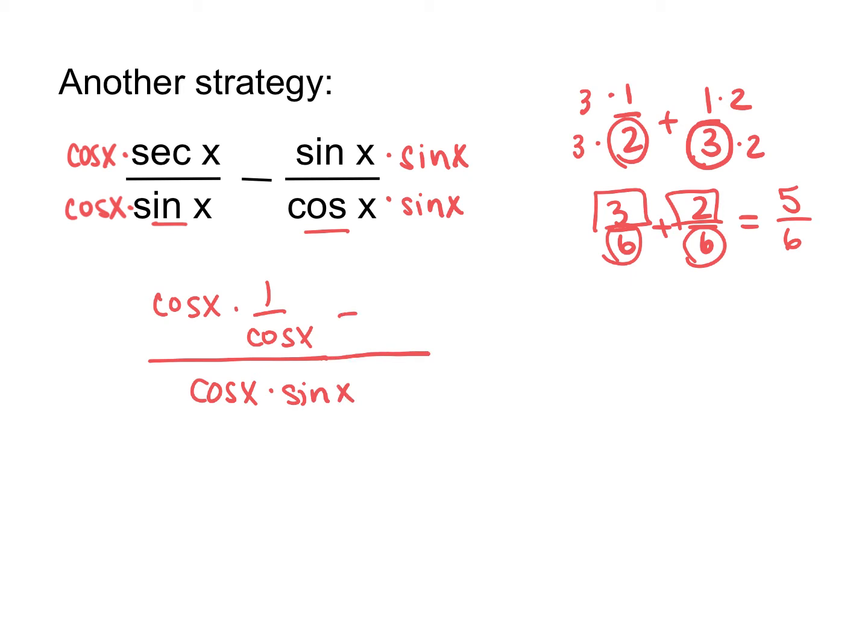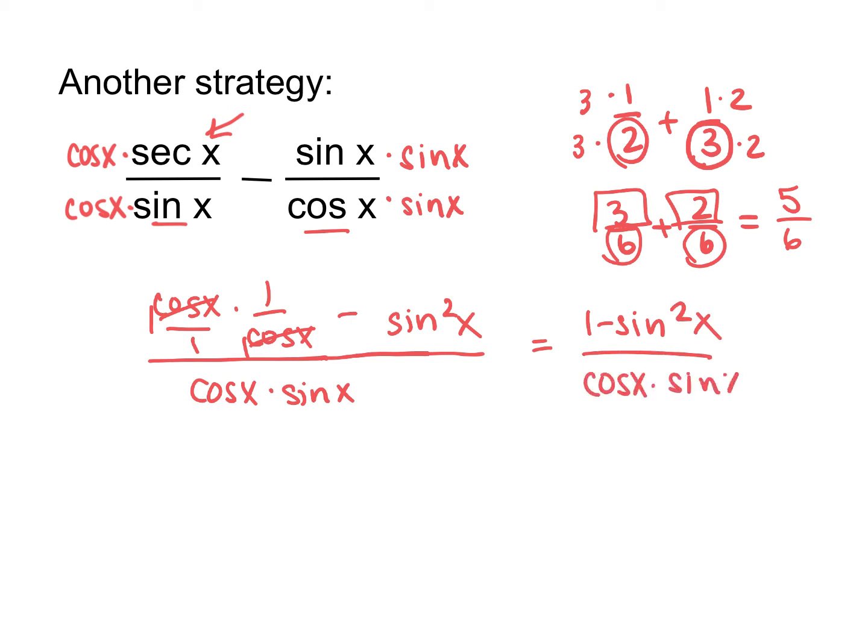And then I'm going to subtract out sine of x times sine of x, which is the sine squared. The reason I wrote this as cosine right here is because now you can see these simplify away and give me just a 1. So what I have on the top is 1 minus sine squared. And what I have on the bottom is the cosine x times the sine of x.